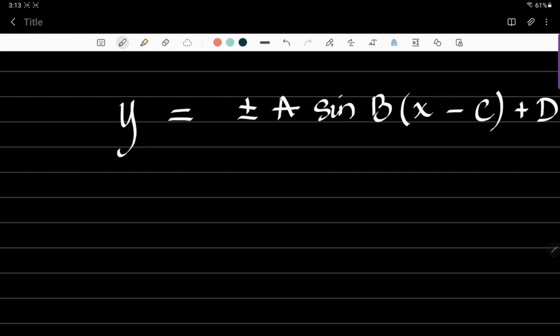The C moves your function left and right. The D moves your function up and down. In this case, A is the amplitude, the height. The sign just makes it go up or down; change the sign to flip. That's all. And the B will give you the phase.